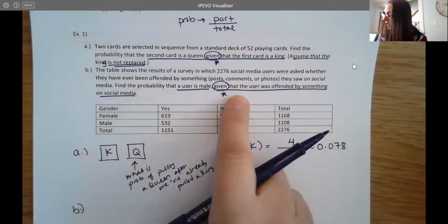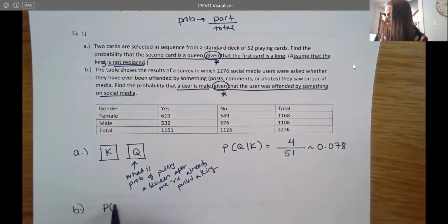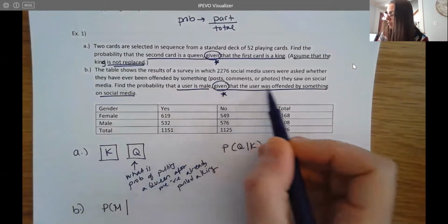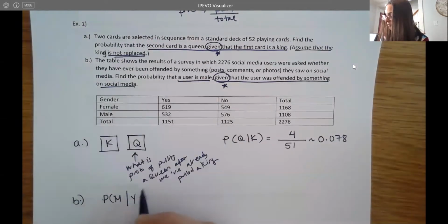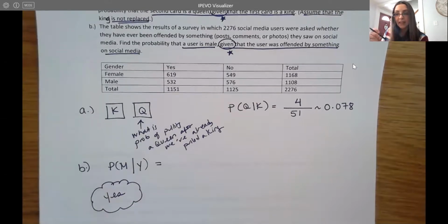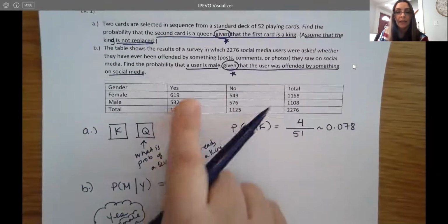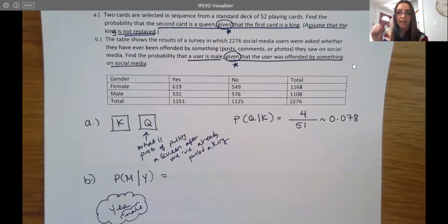So what we're looking for here is the probability of a male given that the user was offended by something on social media. So the user was offended, so they had said yes. I'm just going to use M for male and Y for yes to make this easy to understand. What happened here is that first, we're looking at only the group who says yes. Then within that group, we're looking for the part that is male. So given the user was offended by something, we already know that we're in the group where the people said, yes, I am offended.